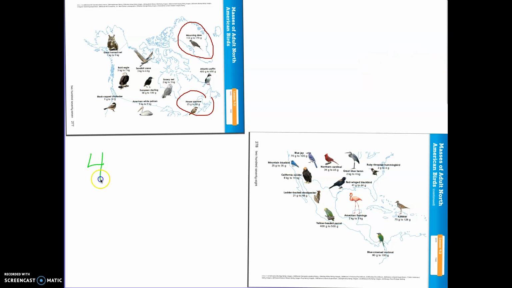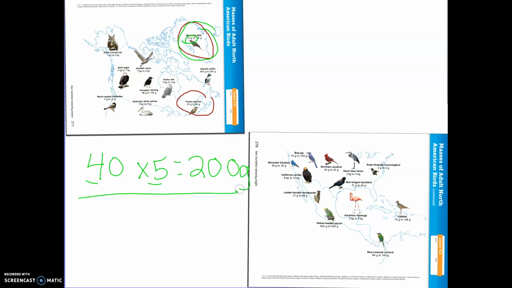So 5 house sparrows at 40 grams each. So times 5. Think of that basic fact. That's going to be 20 with the 0 at the end. That's for 5 house sparrows. And we want to know, would that be greater than 1 mourning dove? When I look at a mourning dove here, the smallest that a mourning dove would weigh is 112 grams. And 200 grams is more than that. So yes, 5 house sparrows could have a larger mass than a mourning dove.